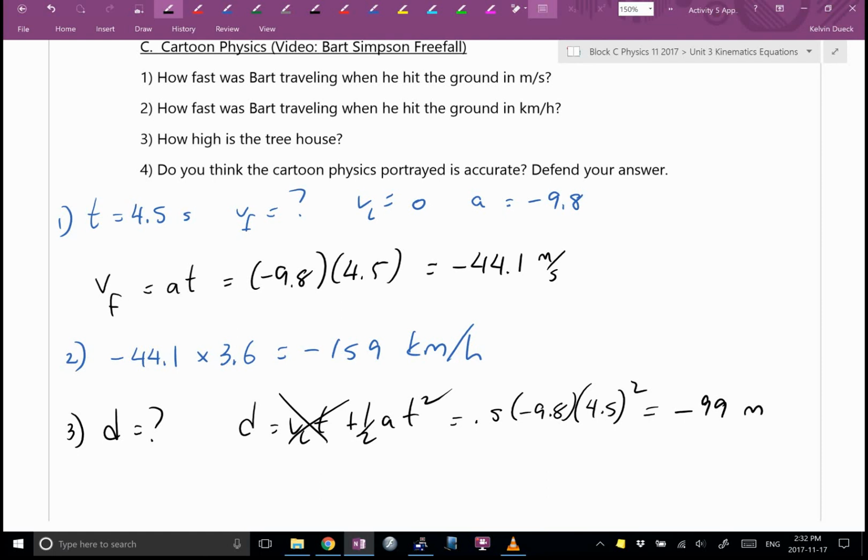Do you think the cartoon physics in this video is accurate? And convince me. Accurate, yes or no? No. Why? There's 2 reasons. Number 1, I've seen The Simpsons. I've seen the treehouse next to the house. There's no way it's 99 meters high unless their house is really, really, really, really, really high. And number 2, why would Bart be dead?